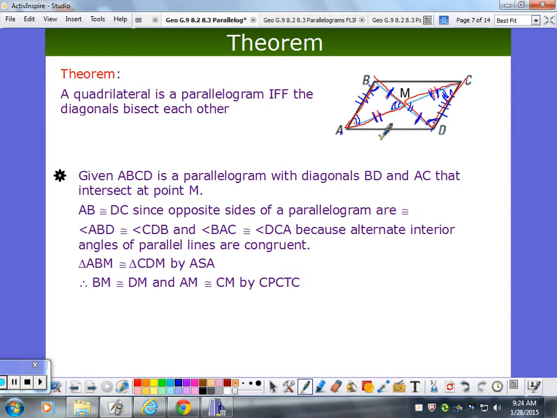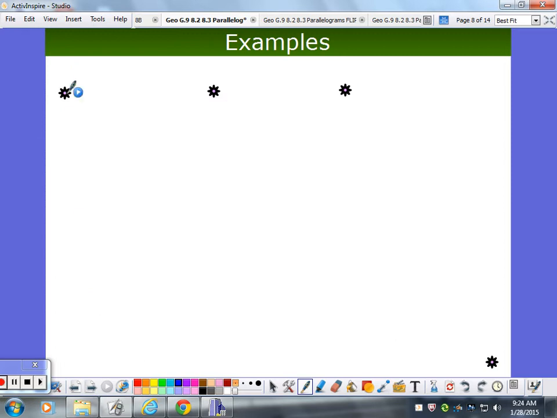So the only reason I'm spending a lot of time with these is if you forget, you can kind of reprove and refigure out, oh, that's right, they bisect each other. So examples here, this one is... oh, there it is. It's right under the theorem there, in the middle of page one.